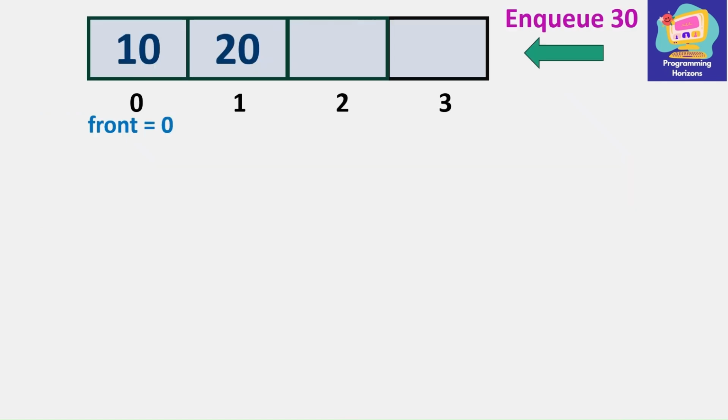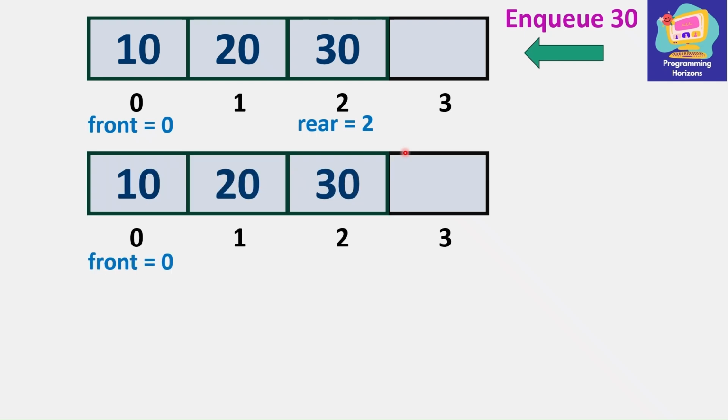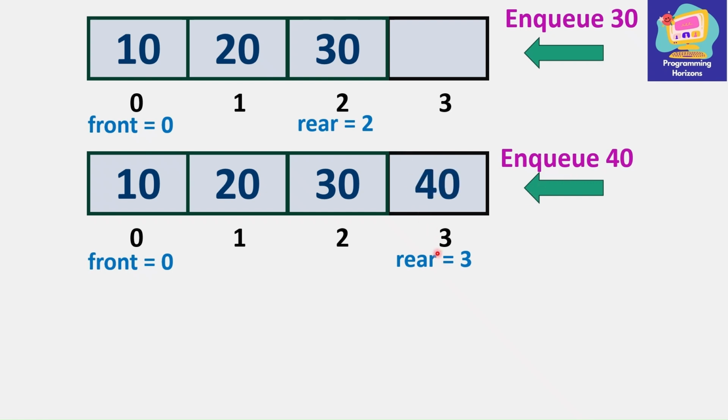Next, let's suppose that we want to insert value 30 into the queue. Then once again we will increment rear by 1. Earlier it was pointing to index 1. Now it is pointing to index 2. And at this new rear value we will be inserting value 30. In the same way we can insert 40 into the queue by updating rear by 1, and then we will place value 40 at the new rear position. So first we increment the rear value and then we insert the element into the queue.